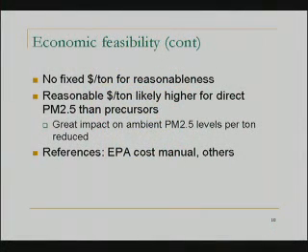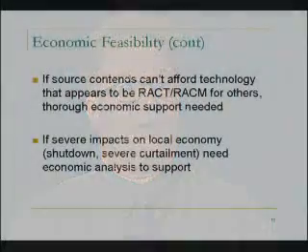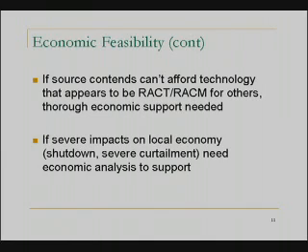Finally, in determining costs, we mentioned that there are a number of references, including the EPA cost manual, but certainly many others. If a company contends that it cannot afford technology that appears to be reasonable for others, and a state wants to reach a conclusion consistent with such a contention, thorough economic support is needed. For example, if it is asserted that there would be severe impacts on a local economy, such as a plant shutdown or severe contraction, it needs to be supported with an economic analysis. And in the preamble, we discuss a number of parameters that should be included with that.